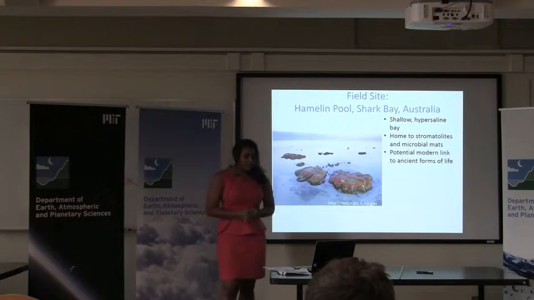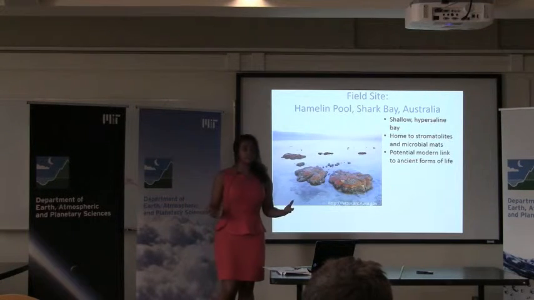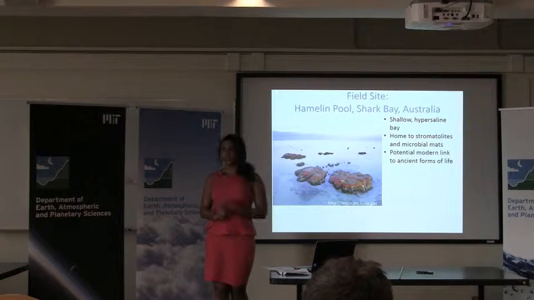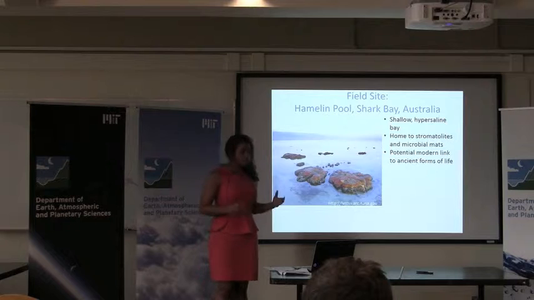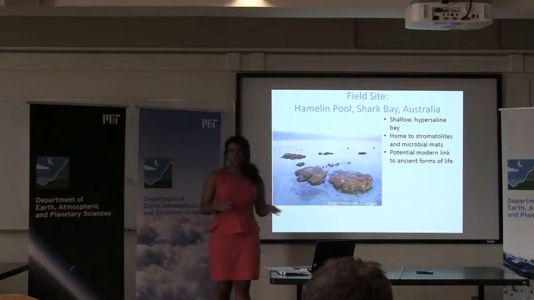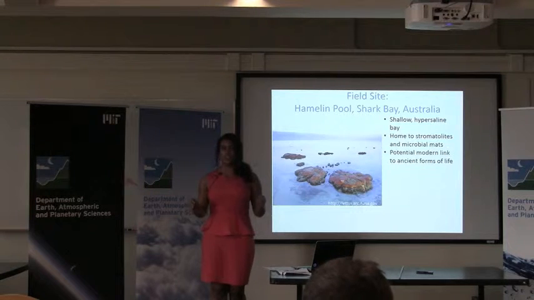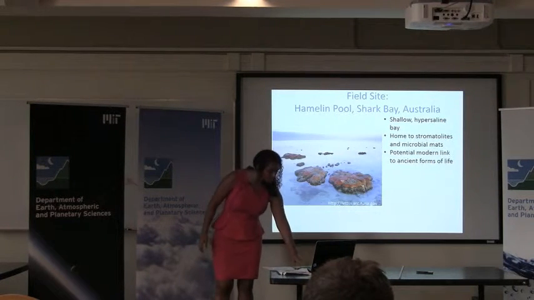The importance of studying these is that they are a potential modern link to ancient forms of life. Stromatolites have been found all over the world, especially some of the oldest ones in Western Australia and in South Africa at about 3 billion years old. If we're able to understand what the microbes are in these forms right now, so we can understand a little bit more about the community diversity in the currently forming microbial mats and stromatolites, then we can understand a little bit more about the environmental conditions and the composition in the ancient past.